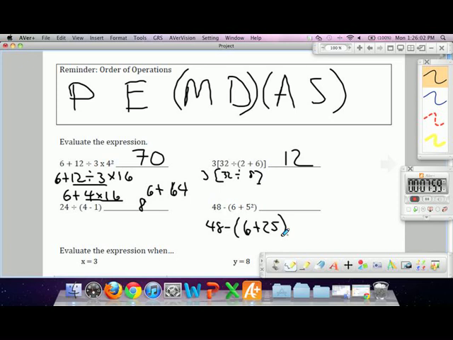There's nothing more inside parentheses, so now we can look outside, and there's only one thing to do, add and subtract. 48 minus 31 is what? 17.